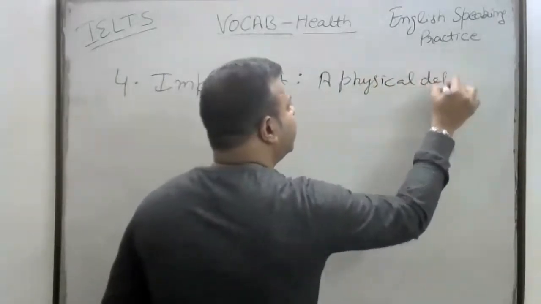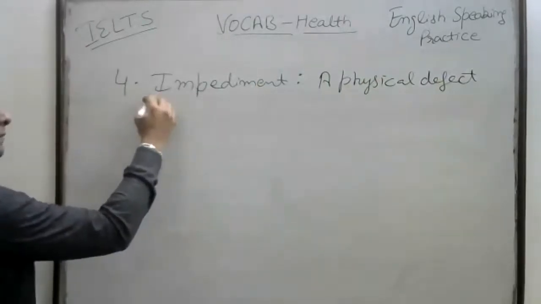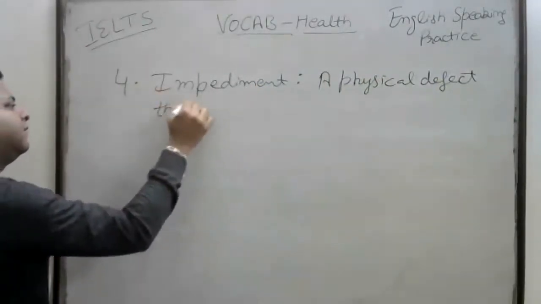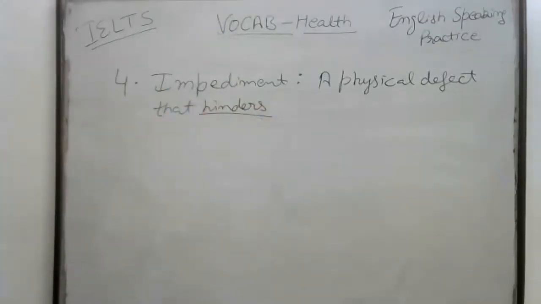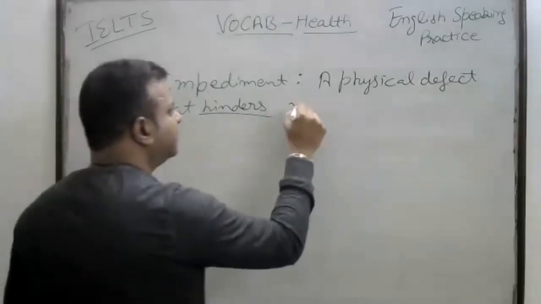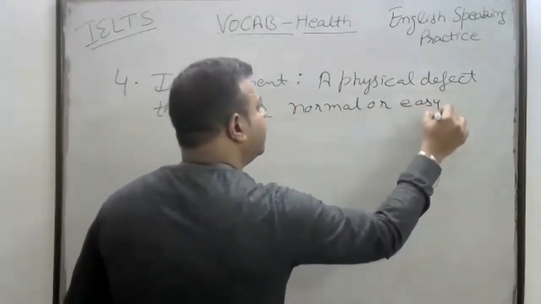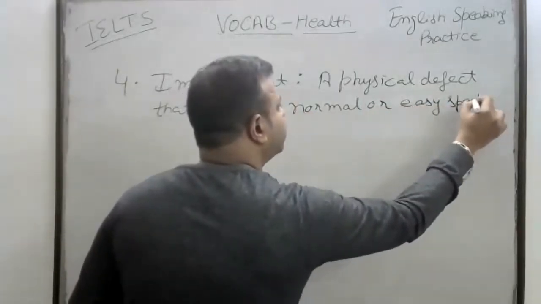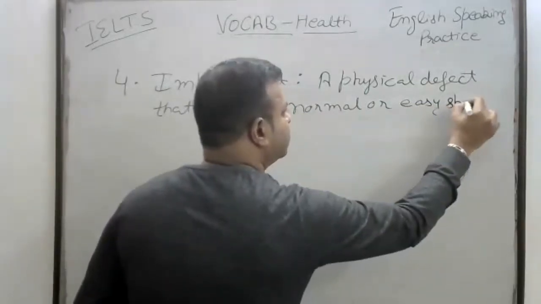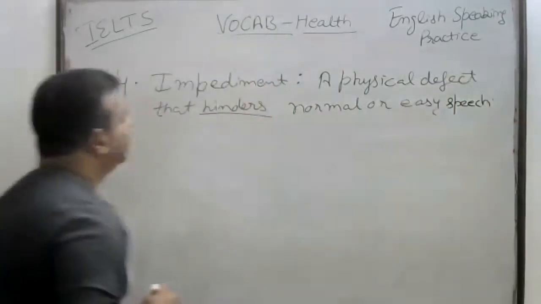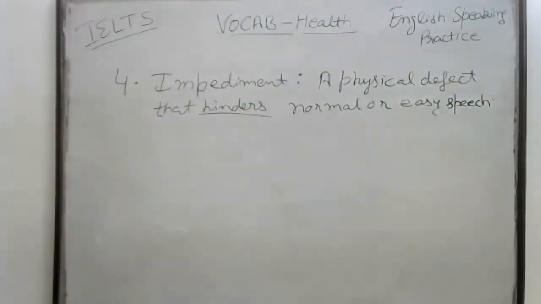A physical defect, right? So impediment, a physical defect that hinders, रुकावट लाती है, that hinders normal or easy speech.